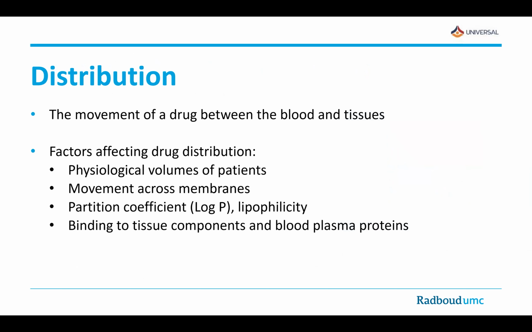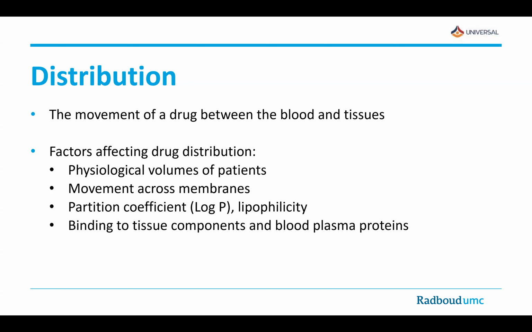So now we discussed the absorption, we will move on to the next process in pharmacokinetics, which is the distribution of a drug. So after a drug is absorbed and available in the bloodstream, it will distribute to tissues and organs in the body. So the distribution is the movement of a drug between the blood and the tissues.